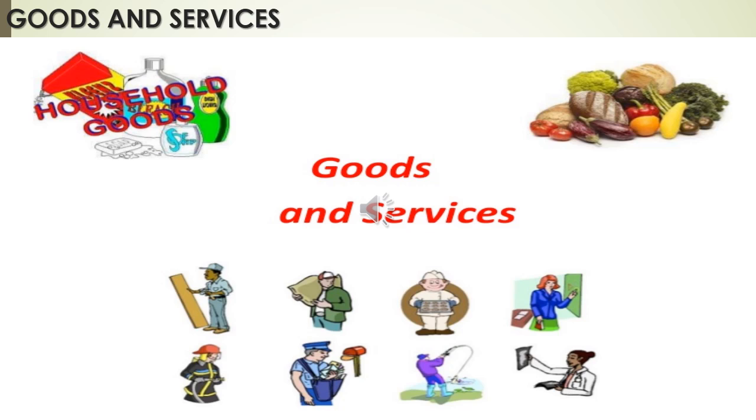Now goods and services. As you know by now, goods are tangible items, meaning you can touch and feel them, while services are intangible activities, meaning you can't touch them. But you have to pay for services also. So you are paying money not only for goods but for services too.